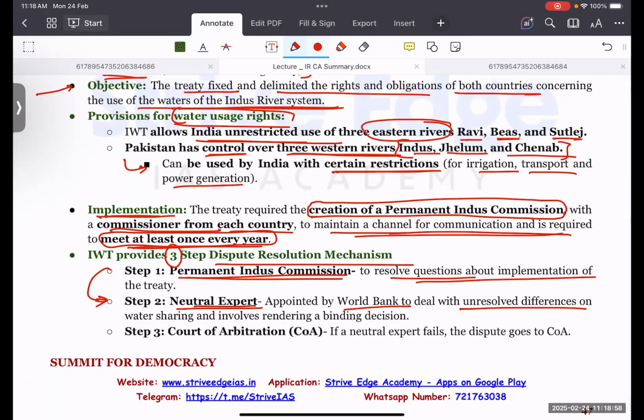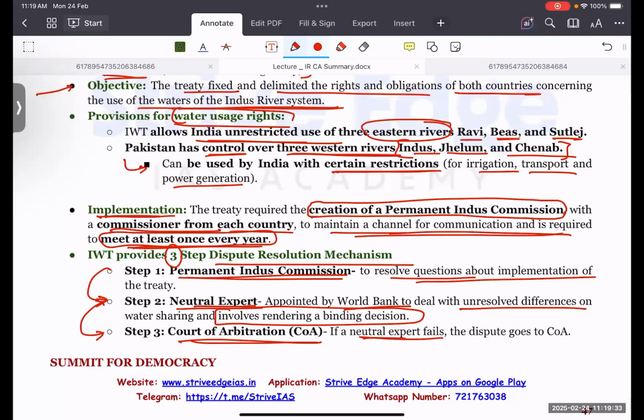Now, the neutral expert will give a binding decision, so whatever decision is given will be binding on the parties to implement. That is the second step. And if the countries are still not satisfied with the second step, then at the final step it goes to the court of arbitration. If the neutral expert fails, it comes to the court of arbitration. Here, the court of arbitration will give the binding decision, and that will be the final decision. Okay. This is what it is.